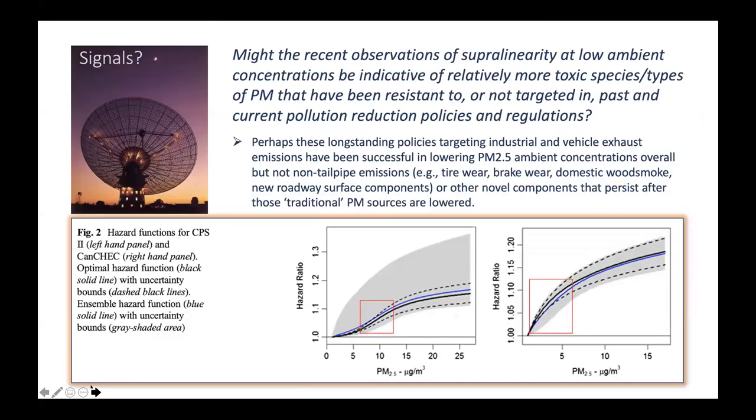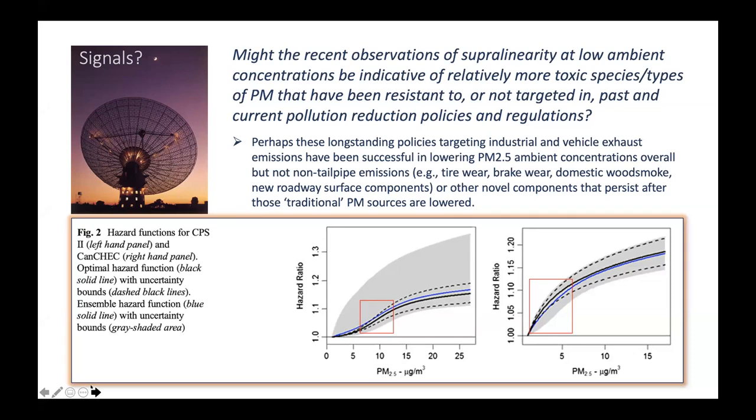So we're still searching. Here are some questions that come to mind for me, at least. Certainly one signal might be recent observations in several epi studies, probably going on a half dozen at this point, of superlinearity at low ambient concentrations. That might be indicative of relatively more toxic species or types of PM that have been really resistant to, or not even targeted in, past or current pollution reduction policies and regulations.